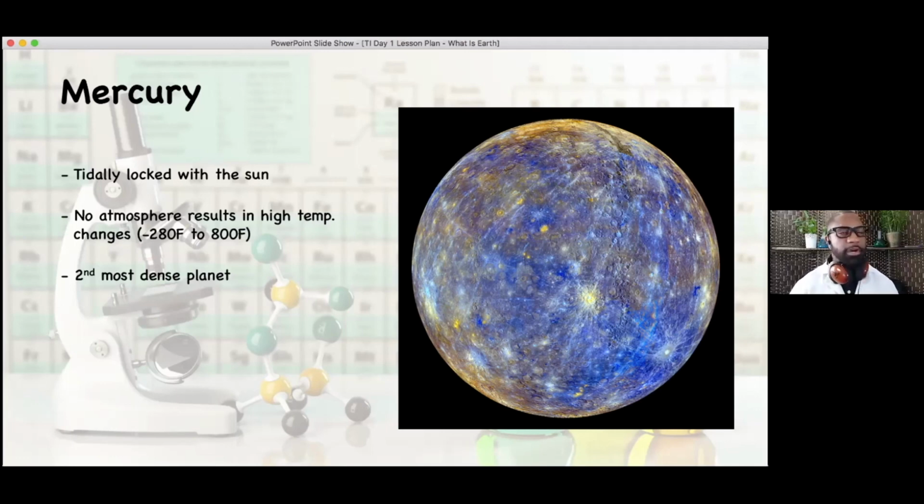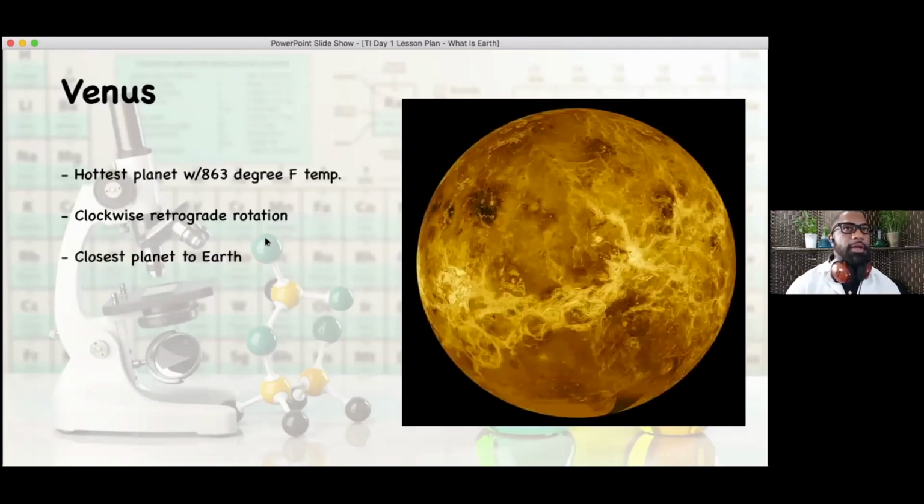And so Mercury is the first rocky planet in our solar system. Next up, we have Venus. And Venus is very unique because this is actually the hottest planet in our solar system. And you would think Mercury would be the hottest planet because it's the first one closest to the sun. But we talked about Mercury not having an atmosphere. And this is going to come into play a lot later on when we talk about the Earth in depth.